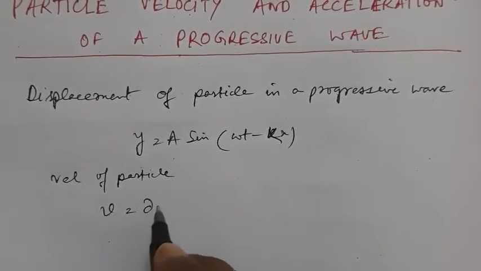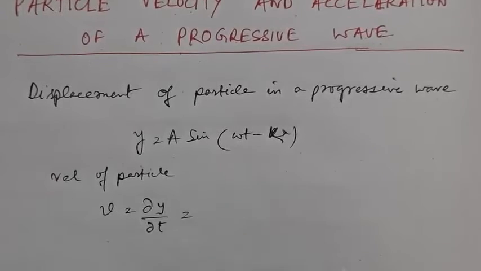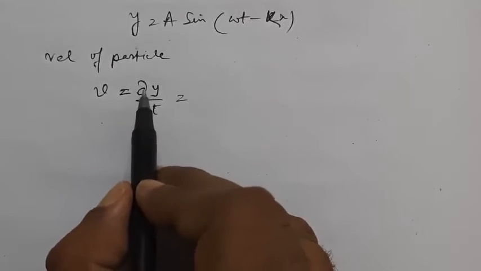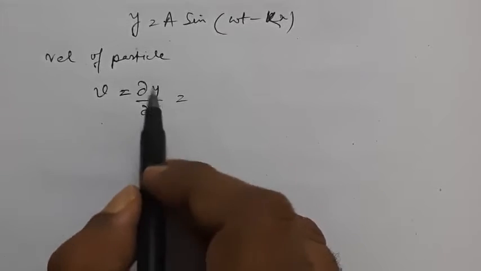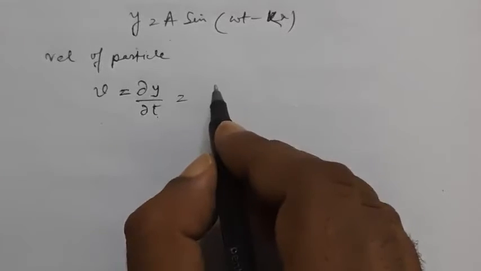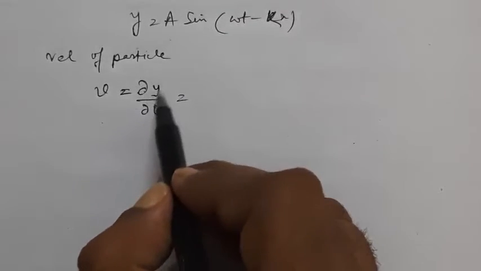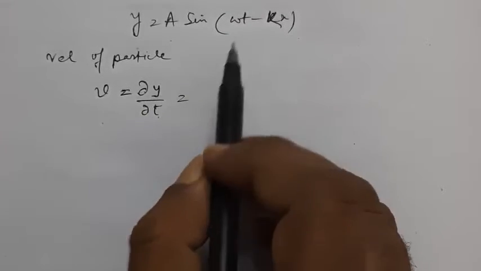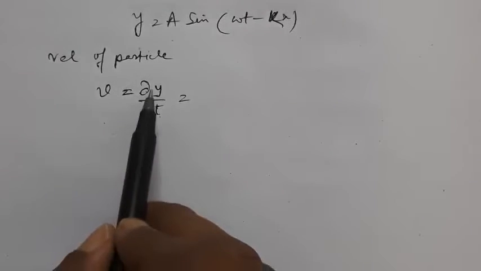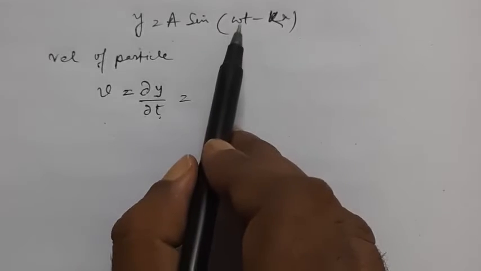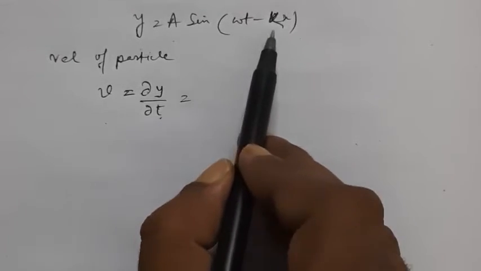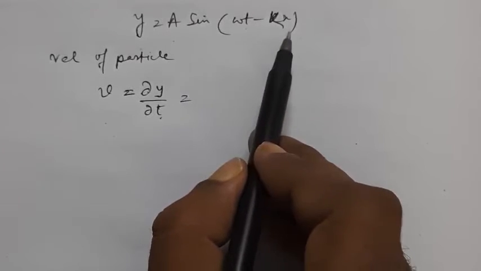So v is equal to del y by del t. This is not dy by dt but del y by del t. Del means partial differentiation. So we are going to find the derivative of this form. Del y means we have only to find the derivative of the term with the t, because we are differentiating with respect to t. So only this part will be taken into consideration and not this part, because there is no t here.